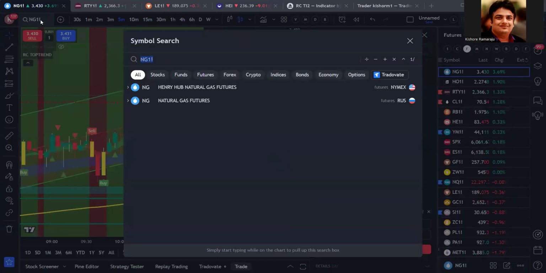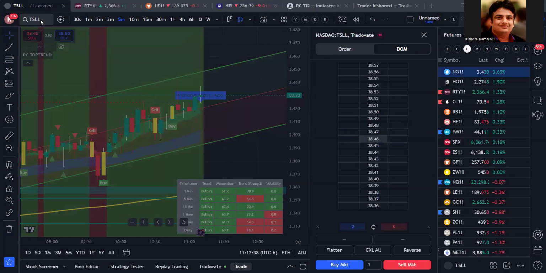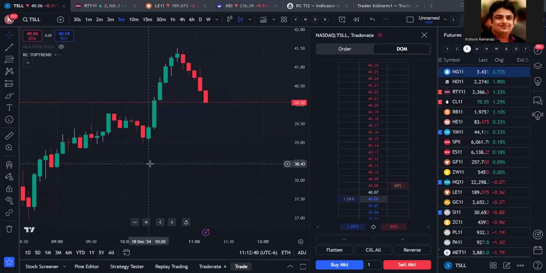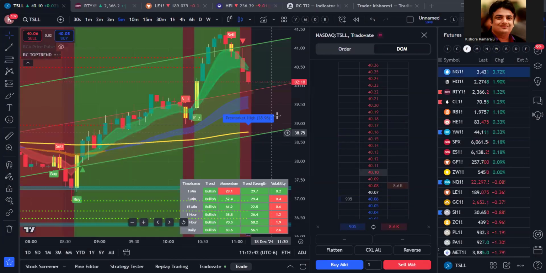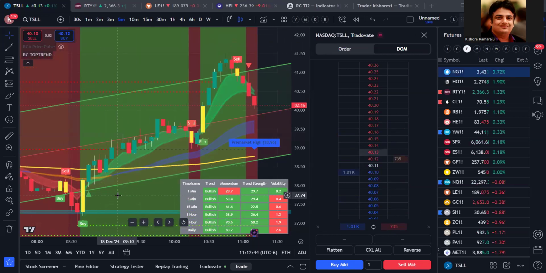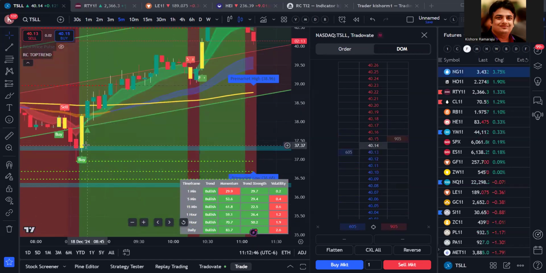Right? For example, if you see TSLL, we know Tesla is very bullish. Today morning we got a buy signal at the bottom. We know it is bullish in all time frames. So we sold the puts, right? Either you can buy the calls, or you can sell the put.